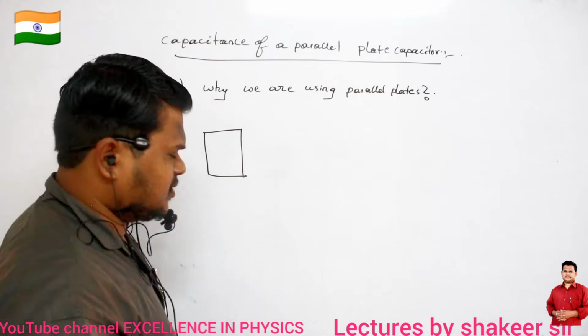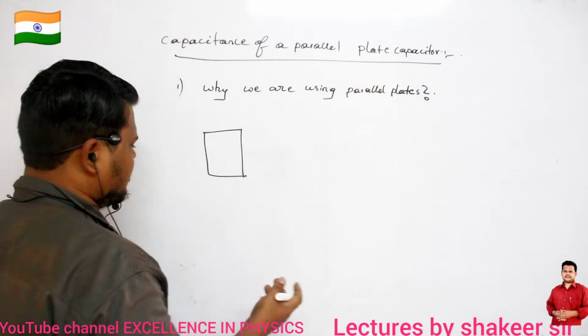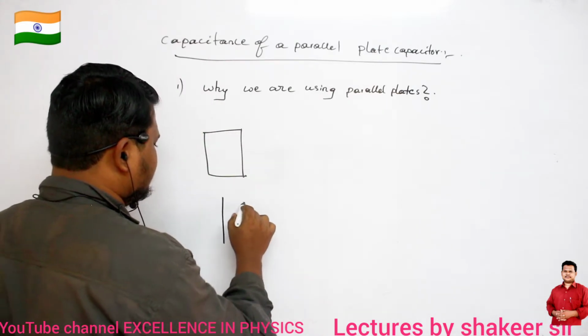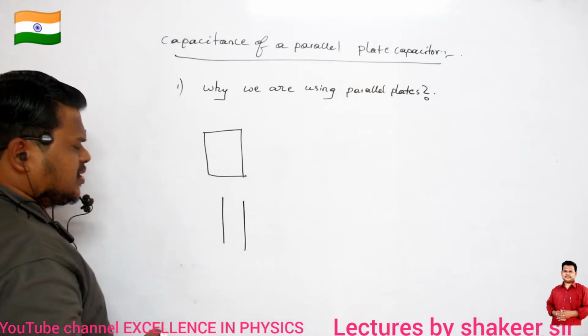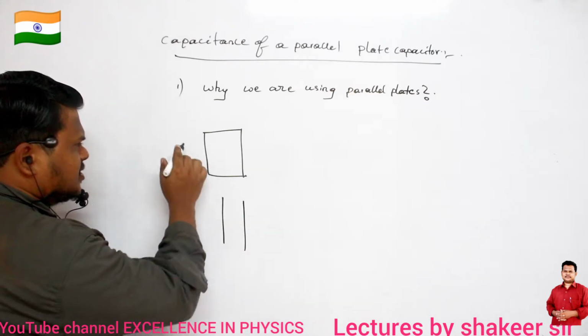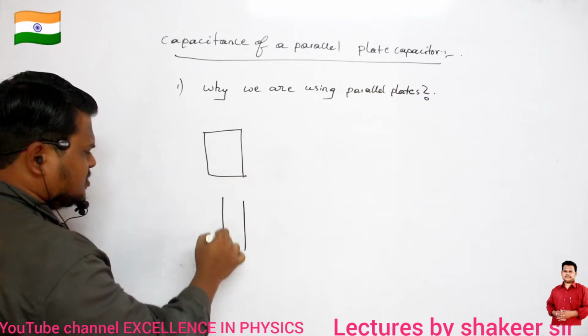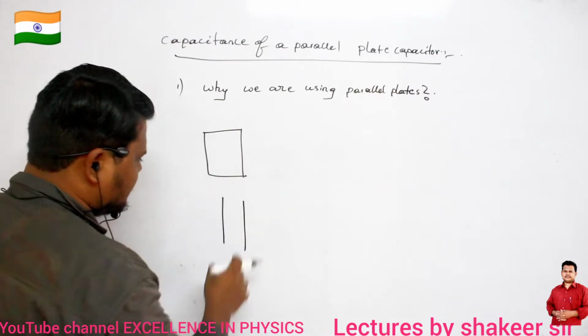What is the reason? For example, if you see any capacitor, capacitors will be of this type. So this is one plate, this is another plate. This is not a straight rod, this is a plate. If I look from this direction, this appears to be like this. Clear? So this is one plate, this is another plate. This forms a parallel plate.